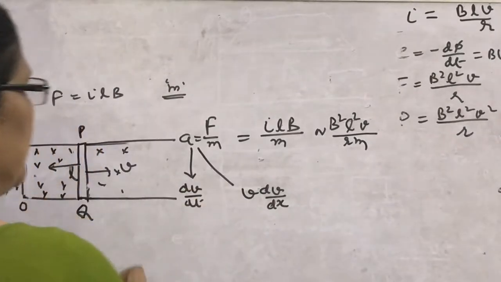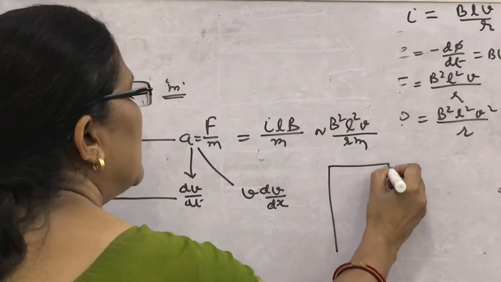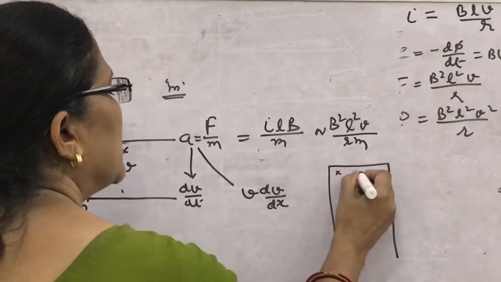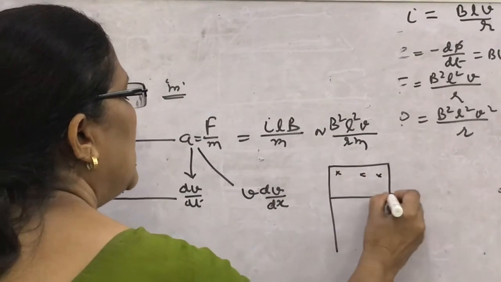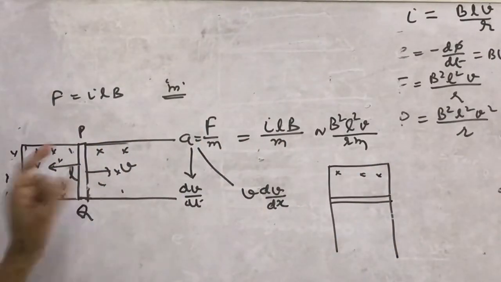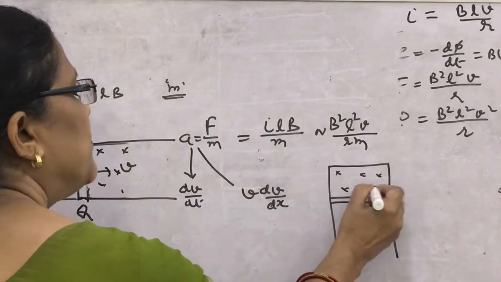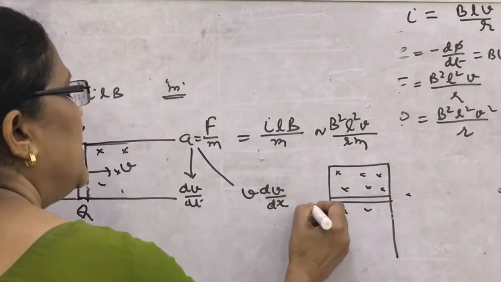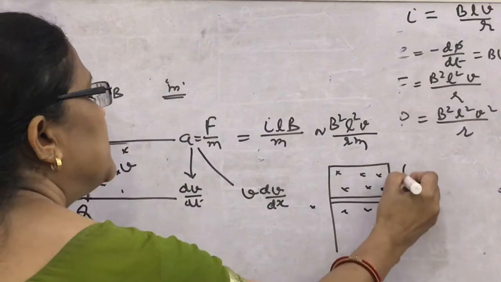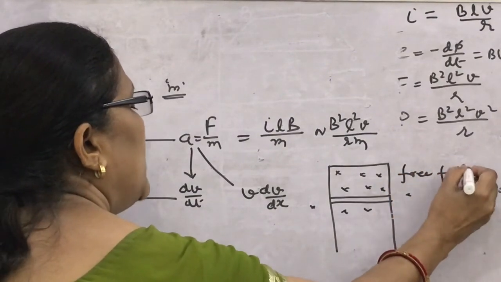Instead of linear motion in the horizontal direction, suppose the rod is falling freely, not with constant velocity. Here it was constant velocity. Now the rod can slide over the frame, and the frame is again put in the magnetic field. So, if the rod is falling freely, what will happen?